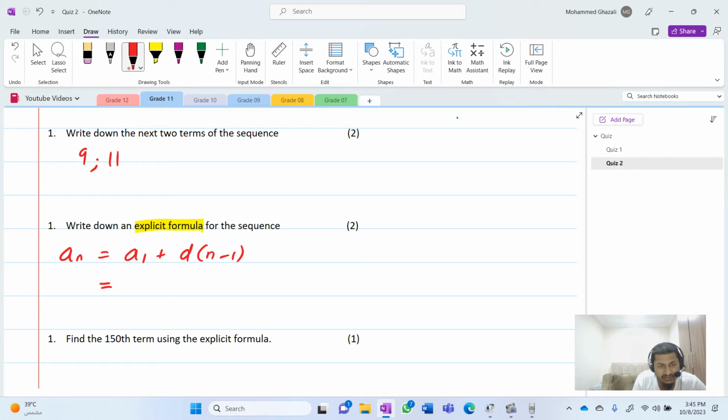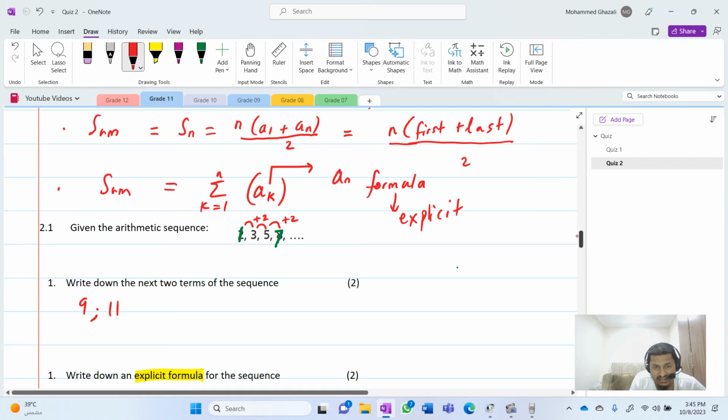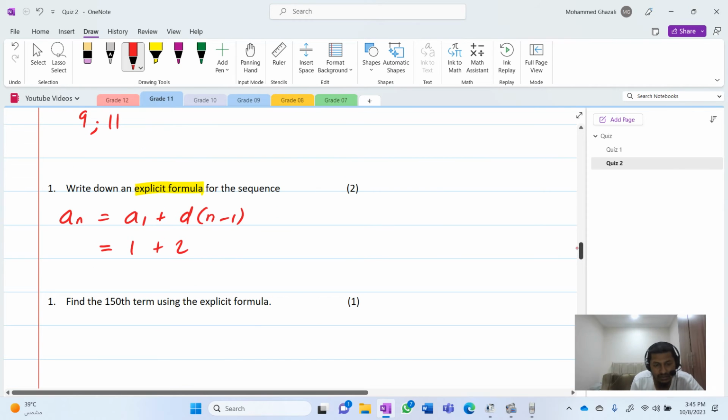A1 is the first term, which is 1, plus common difference is 2. How do we get the common difference? We take the second term minus the first term, or the term after minus the term before. So we can see, since we said we were adding 2 each time, that is your common difference. So 2 into n minus 1. That's it. You can leave it in this form, or you can simplify. So we have 2n minus 2 plus 1, so we can get 2n minus 1 in total, or you can just leave it in this form.